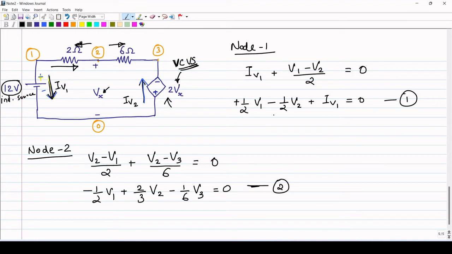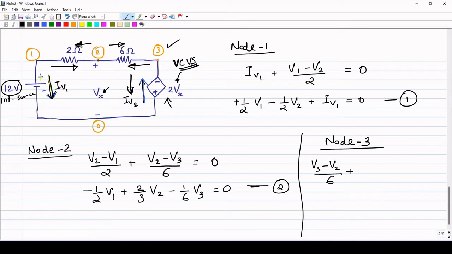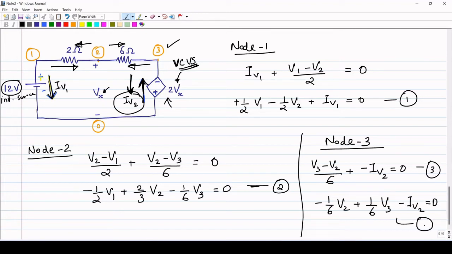Now we can write KCL at node 3. At node 3, current flowing through the 6 ohm is (V3 minus V2) by 6. Then current flowing away from node 3 through this dependent source is IV2. But IV2 we have assumed in the upward direction, so it is minus IV2, equal to 0. So that is the third equation: minus 1 by 6 V2 plus 1 by 6 V3 minus IV2 equal to 0. So we got three KCL equations.